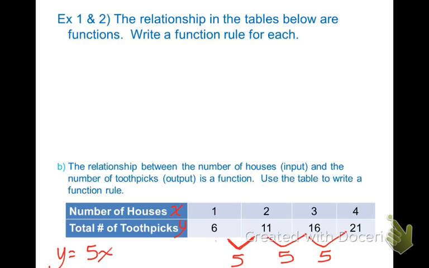Let's see if it works. 5 times 1 is 6? No, it isn't. It's 5. What do I need to get to 6? I need to add 1. Let's see if that works. 5 times 2 is 10, plus 1 is 11. 5 times 3 plus 1 equals 16. 5 times 4 is 20, plus 1 is 21. So that's how you would do it with that one.